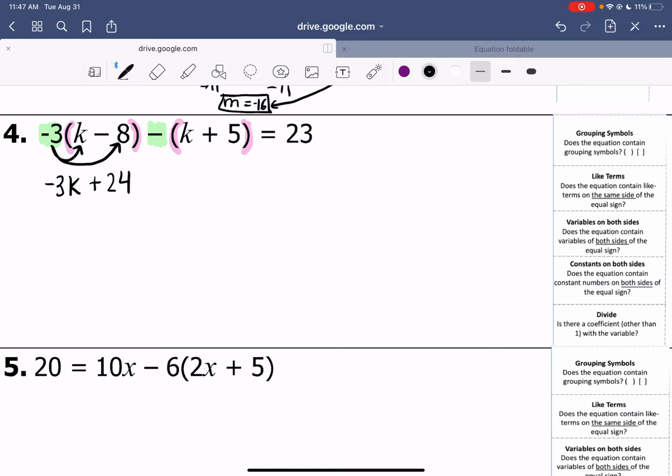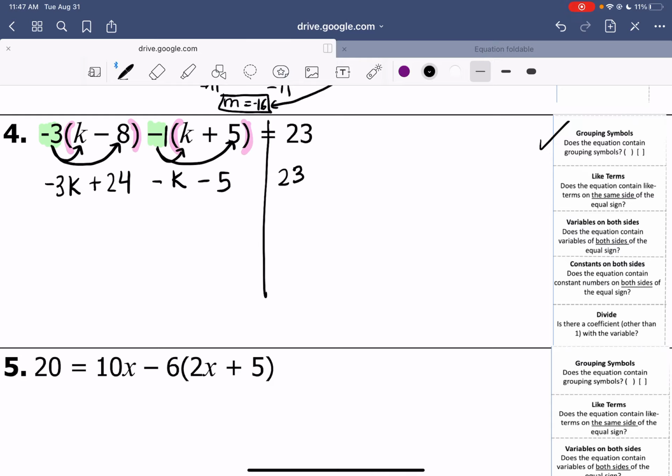So then we also have this. If you want to think of this as a negative 1, you can do that, or just think of it as a negative, because it is essentially a negative 1. So negative 1 times k would give us a negative k, and a negative 1 times negative 5 gives us a negative 5. So on the right side, we still have that lonely 23. So we combined our grouping symbols.